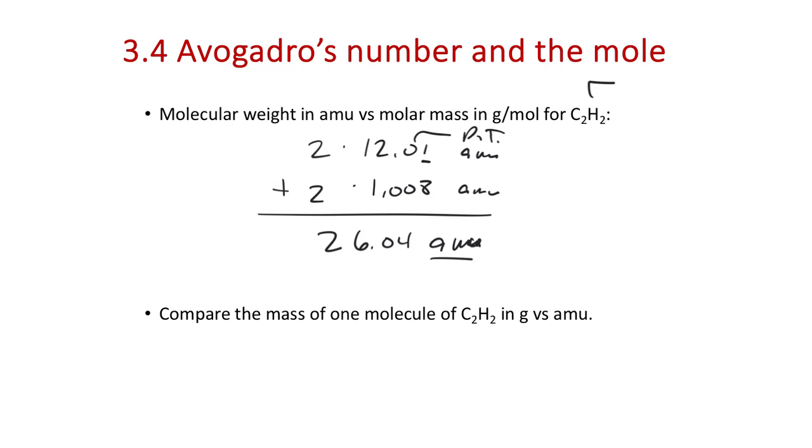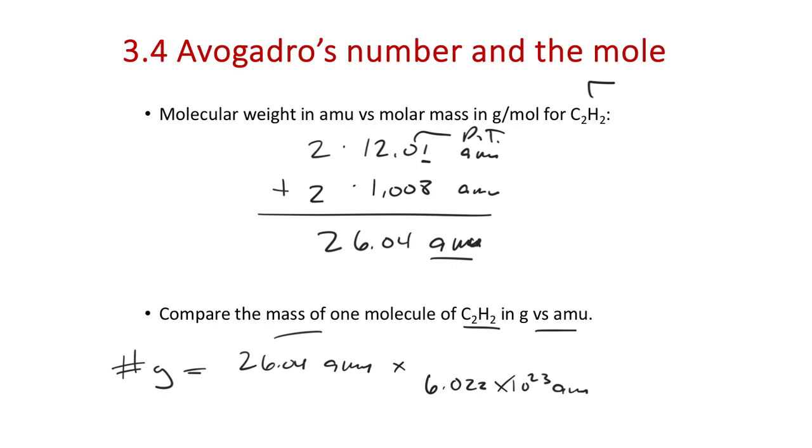Let's compare the mass of one molecule in grams versus AMU first, and then think about our gram per mole conversion second. The mass of one molecule of C2H2 in grams is going to be really, really small, because one molecule is extremely tiny. The number of grams for 26.04 atomic mass units: that AMU conversion was Avogadro's number, and we're dividing by Avogadro's number, 6.022 times 10 to the 23 AMU per gram.